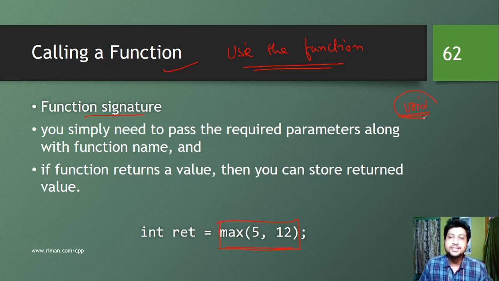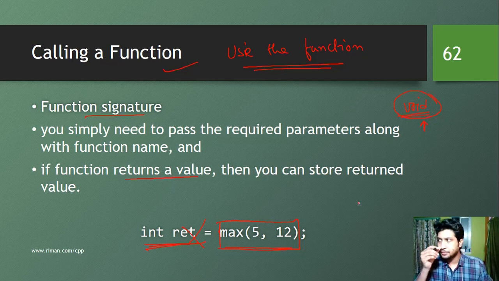Now in case of return type, we have a special return type in case of functions, that is void. Void means it doesn't return anything. If a function returns a value, then you can store the return value. This max function returns an integer, so we have to use an integer variable or a higher order variable, that means either double or float, to store the value returned from this max function. But if the function returns void, that means it doesn't return anything, then we don't need this particular statement. We can omit this statement if the function doesn't return anything.